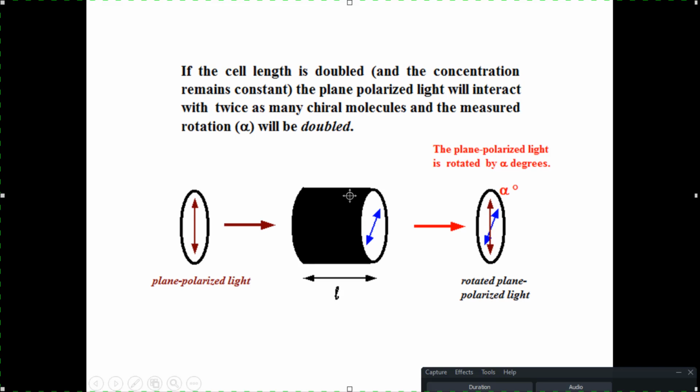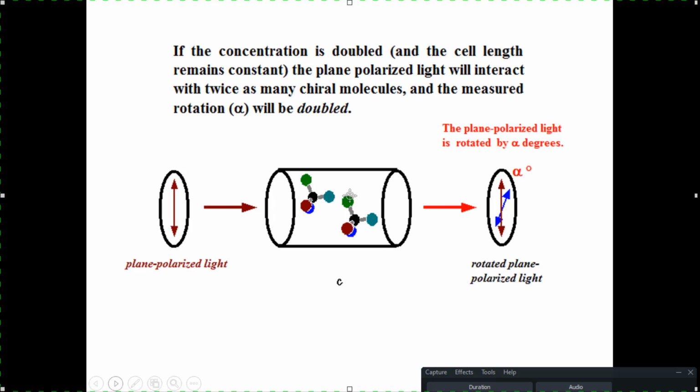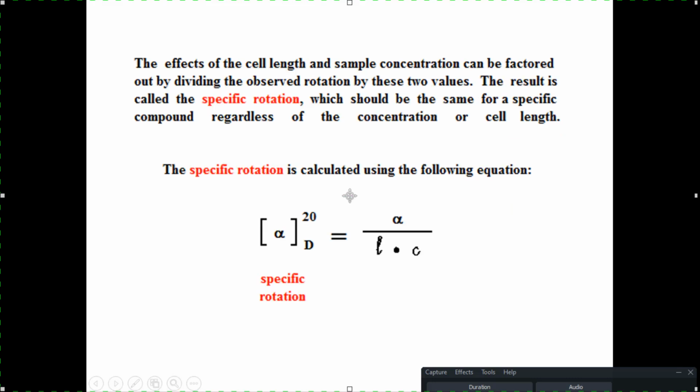So when you make the cell length longer, you have polarized light interacting with twice as many molecules, and therefore it rotates twice as much. Right? When you double the concentration, twice as many molecules, twice as much rotation. So if I'm going to tell someone that I measured my drug molecule and it has this many degrees of rotation, I need to normalize this. And the normalization is what's called the specific rotation.